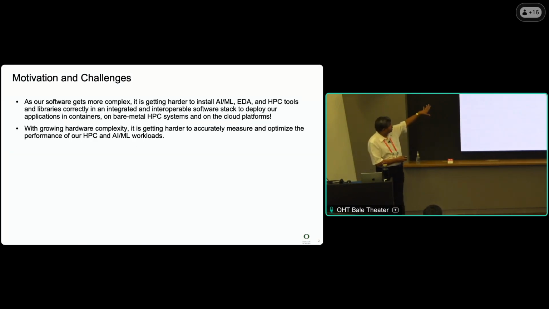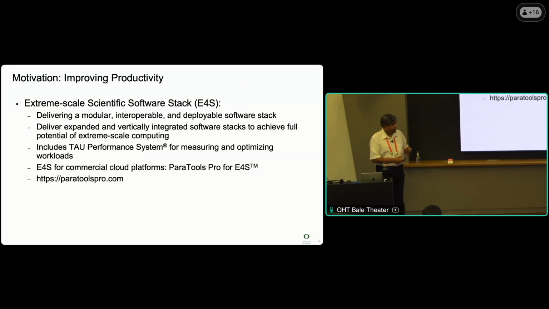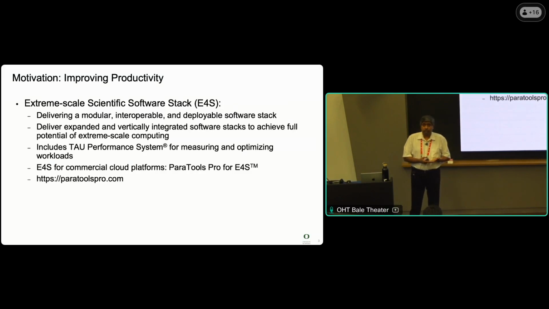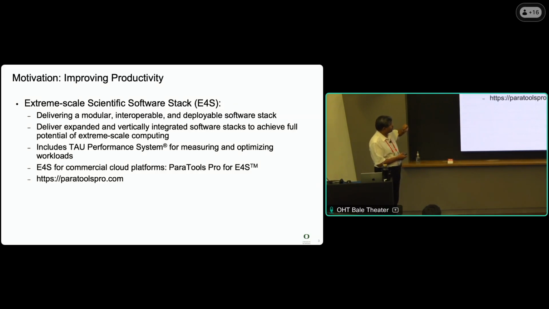So we'll look at both of those problems in this, and I would like to present the Extreme Scale Scientific Software Stack. This is a project from the Department of Energy. It aims to deliver a modular, interoperable, and deployable software stack. Our goal is to improve access and lower the barriers for entry into HPC and AI/ML tools, and our software stack includes the TAU Performance System, another project that I have been working on. This is used for measuring and optimizing our workloads. We have E4S ported to commercial cloud platforms using this ParaTools Pro for E4S image, which we'll use. Here's the URL for the project.